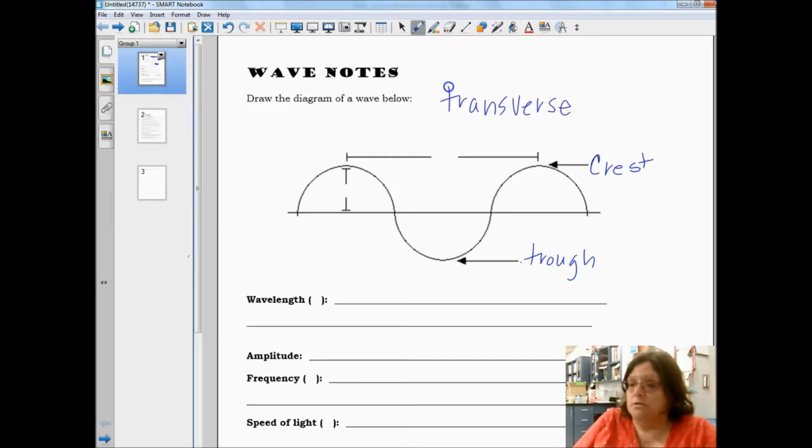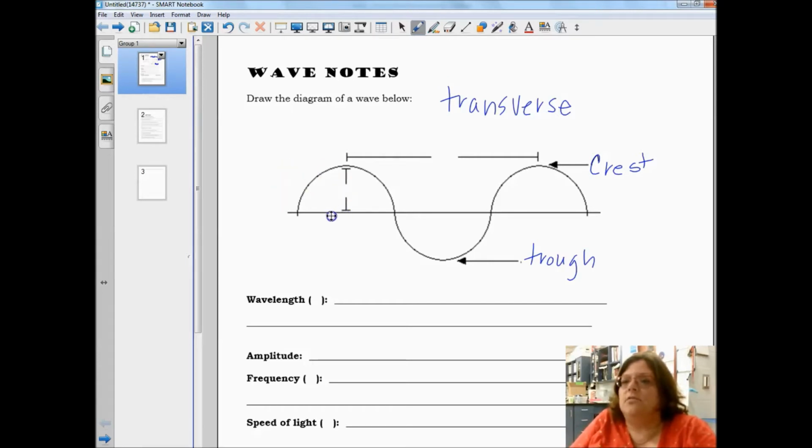as opposed to when you did earthquakes in 8th grade, you talked about primary waves, the P waves. Those are push-pull waves like an accordion or a slinky. S waves are transverse waves, just like these.